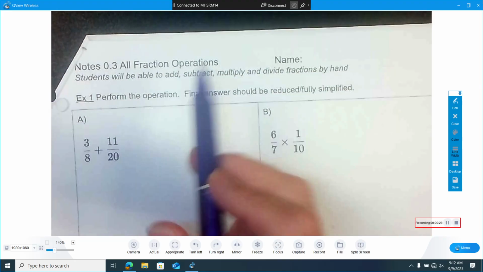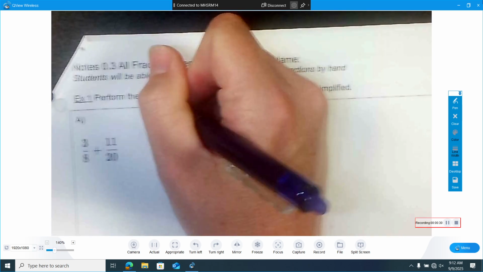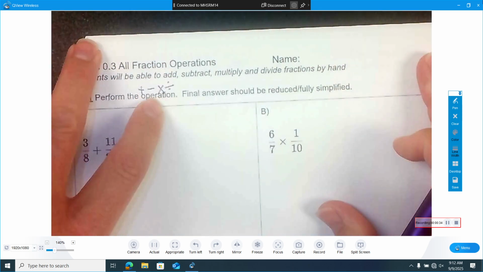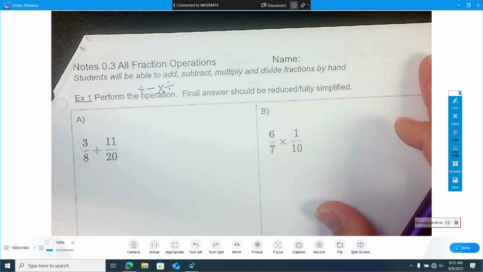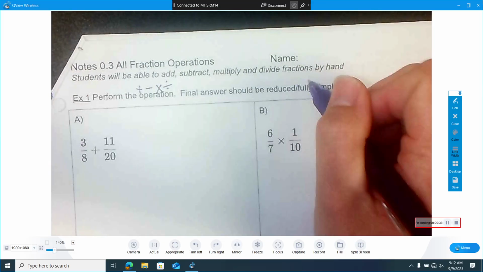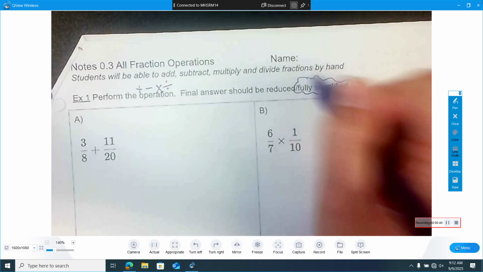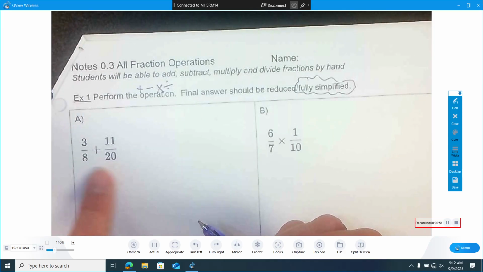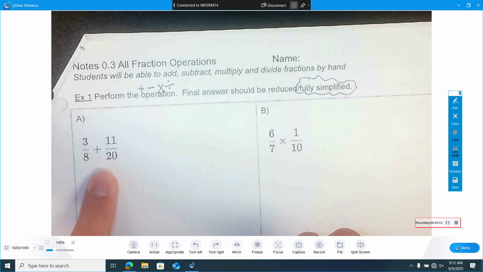We want to perform the operation, addition, subtraction, multiplication, or division. And we want to make sure that our final answers are simplified, reduced, okay? Delta Math does not like answers that can be lowered. We like small numbers. That's the goal. All right, what do we need in order to add fractions?